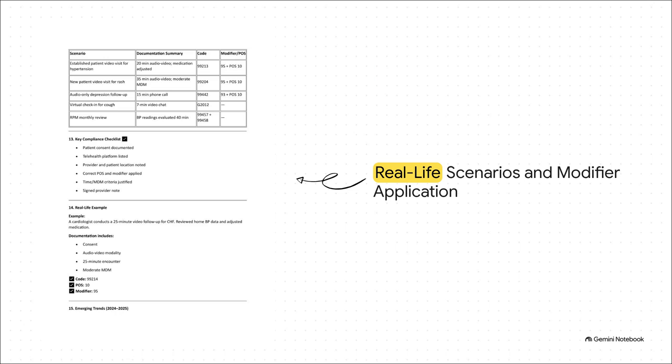Take a new patient video visit for a rash, lasting 35 minutes with moderate medical decision-making. That codes out to a 99204. Because it was on video, we use modifier 95, and because the patient was sitting at home, we use POS 10. Now, consider an audio-only depression follow-up phone call lasting 15 minutes. That gets coded as a 99442. We apply modifier 93 because it's audio-only, and POS 10 because the patient is at home. Getting these elements stacked together perfectly is your exact blueprint for a clean claim.